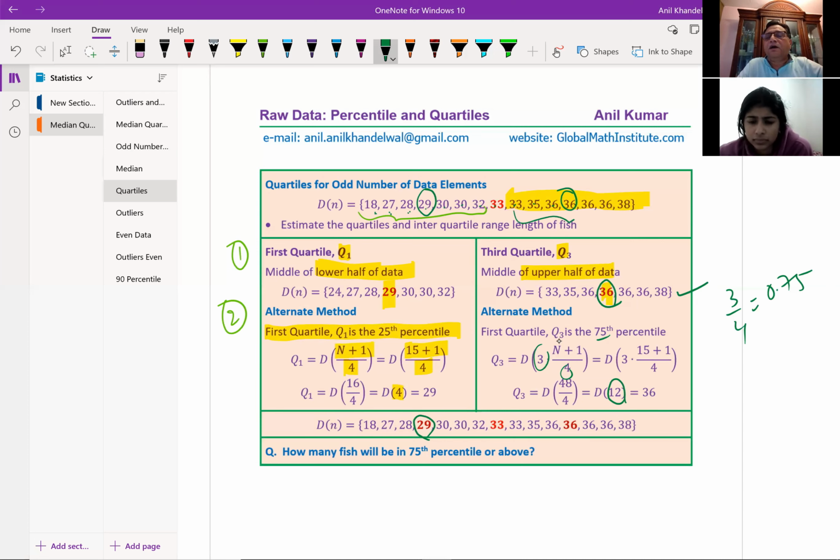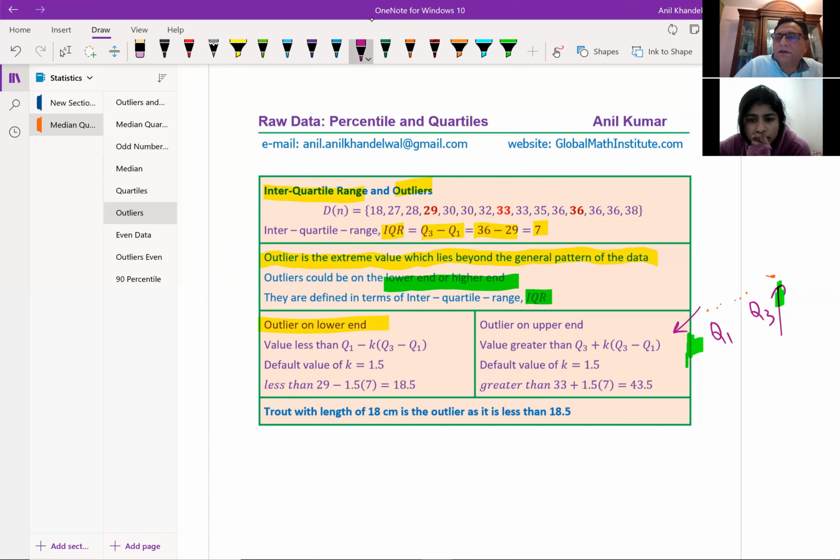Outliers could be on the lower end or on the higher end. They are defined in terms of the interquartile range, IQR. So we'll calculate outliers on the lower end, which should be lower than Q1. If we have Q1 here and Q3 here, then an outlier on the left side of Q1 will be less than Q1. So we have a formula.